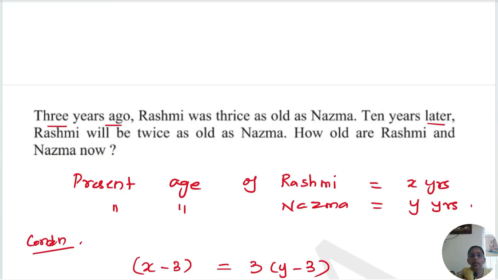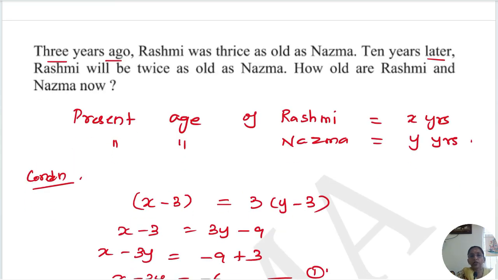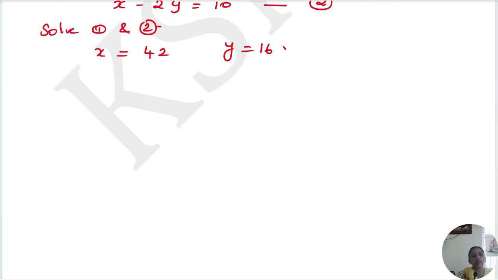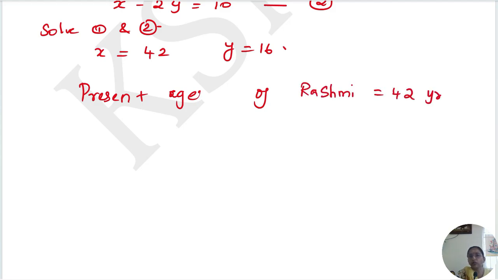What is our x and y in this case? X is the present age of Rashmi. Y is the present age of Nazma. So the present age of Rashmi is 42 years. You have to write your unit properly. So the present age of Nazma is 16 years.